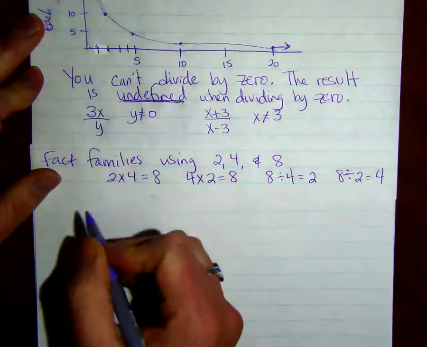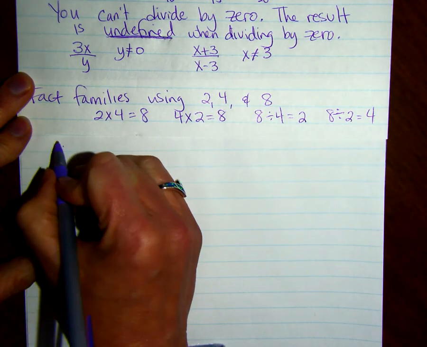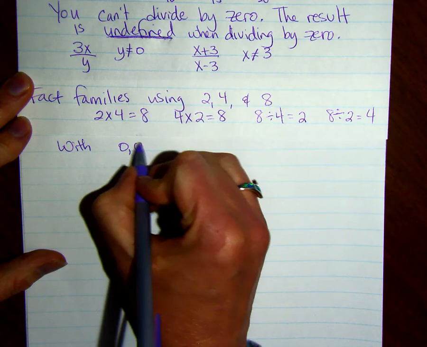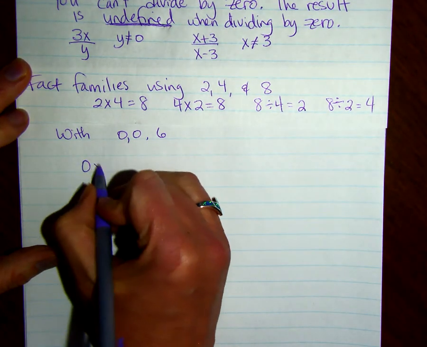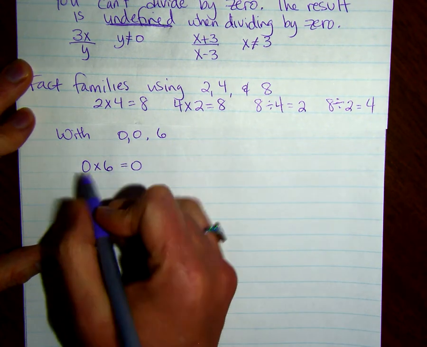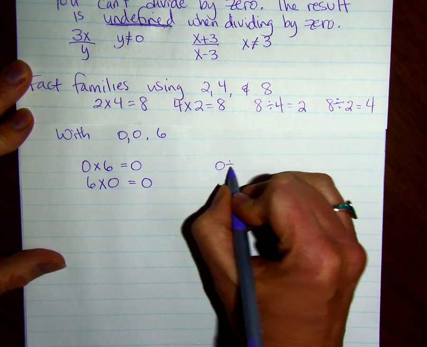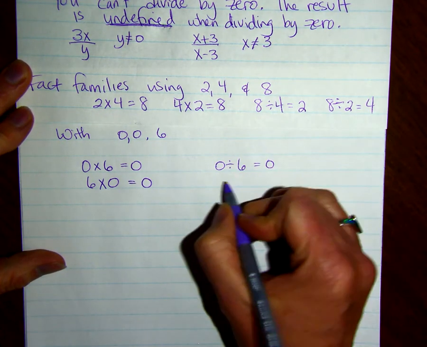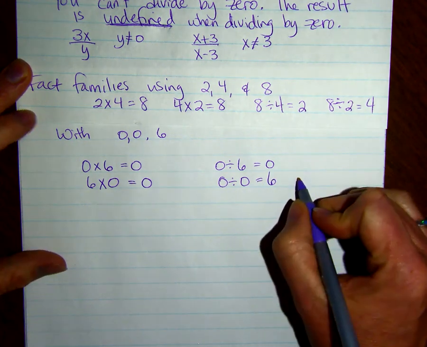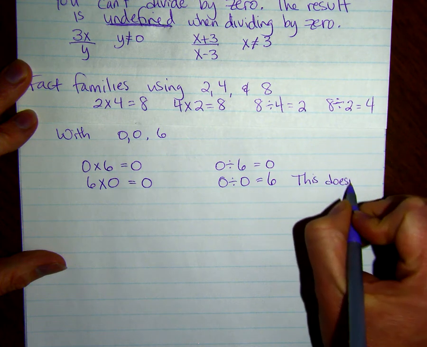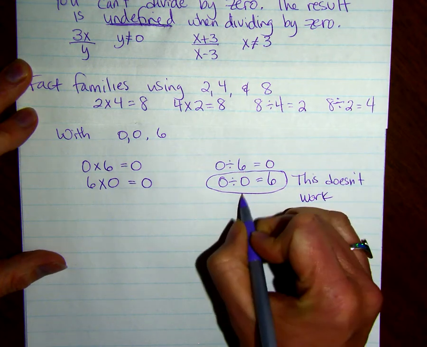Now let's say we had a 0 in our fact family. We can times 0 by 6, and we can times 6 by 0, get the other 0. We can do 0 divided by 6 and get 0. But 0 divided by 0 equals 6 is not true. So this doesn't work. This is actually called indeterminate.